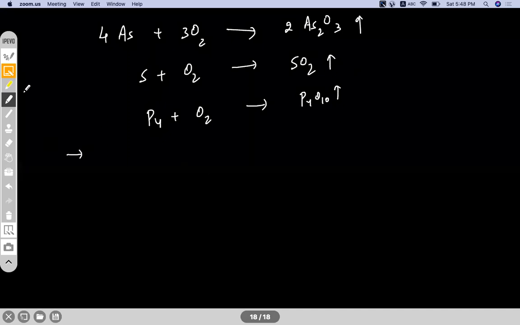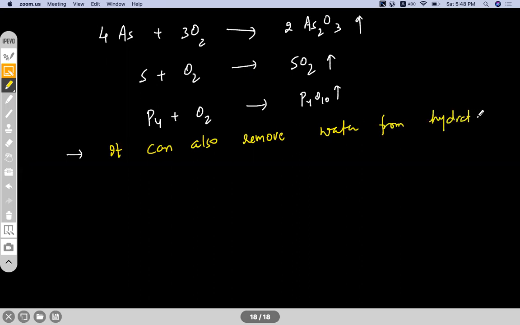One last point: it can also remove water from hydrated ores. These are the uses we have for this method, that is roasting. Done.